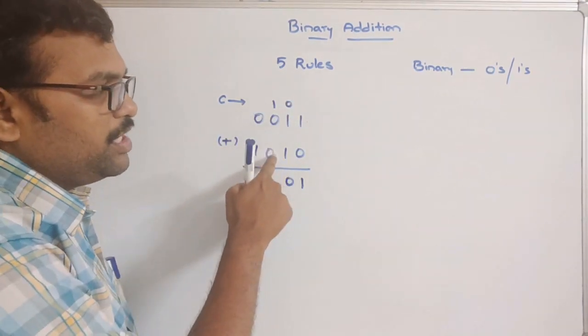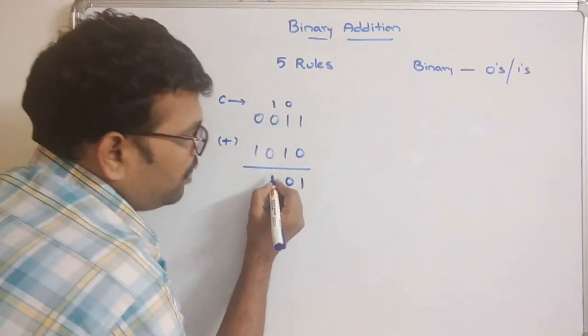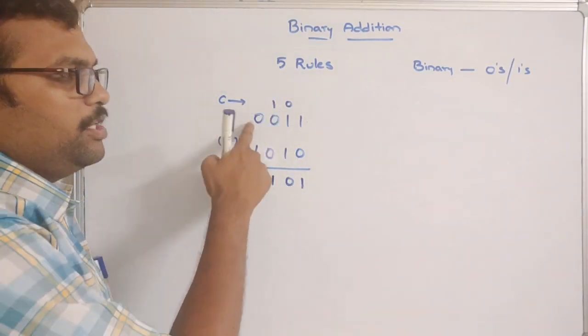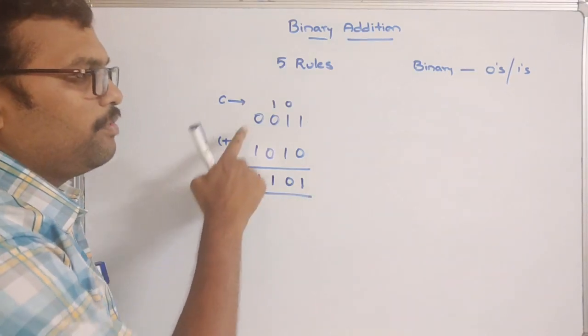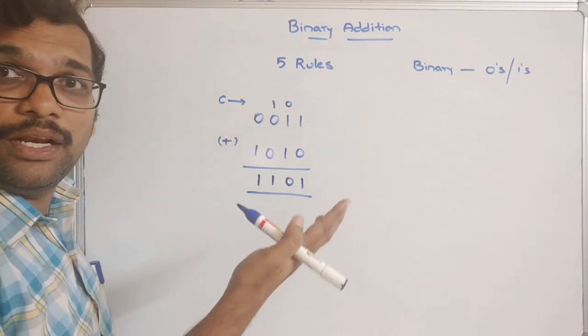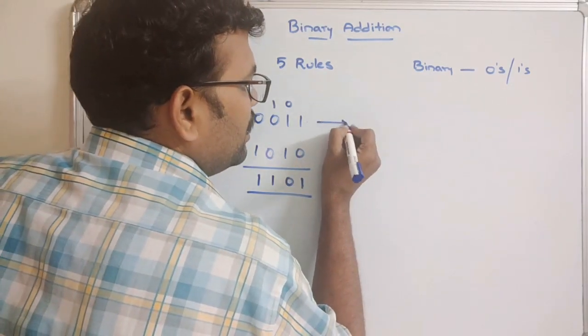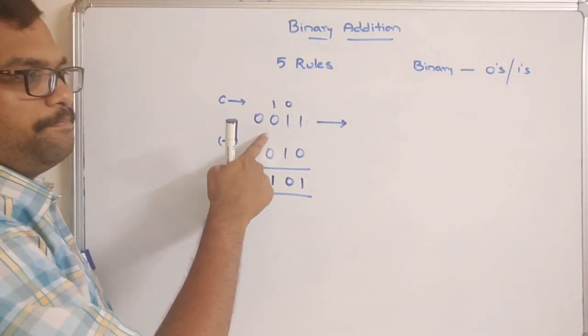If both are 0, and carry 1, obviously it will be 1. And 0 and 1, it will be 1. So this will be the addition of these two binary numbers. Once we will cross check. What is the decimal representation of this thing?